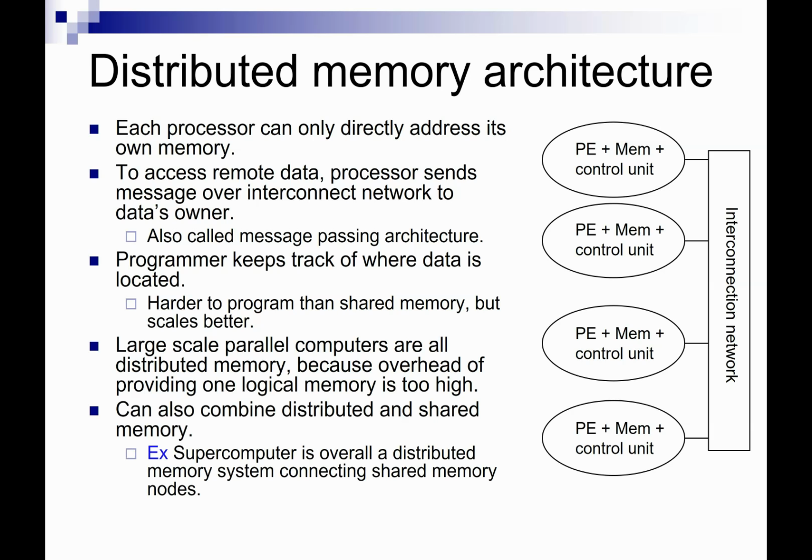Now, in practice, most large-scale parallel computers are a combination of distributed memory and shared memory. For example, if you look at a supercomputer, at a high level, it's going to have a distributed memory system. It has many of these, let's say, cabinets or nodes, and each of these cabinets or nodes has its own memory. But within the cabinet or the node, you might have a shared memory architecture. So at the high level, it's going to be distributed memory, and at the lower level, it's going to be shared memory.